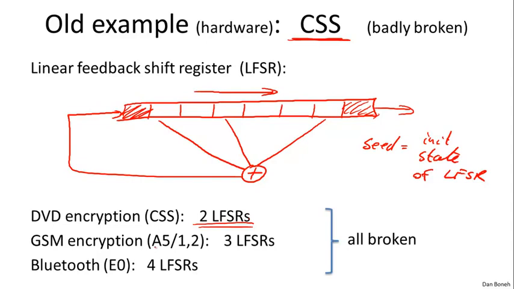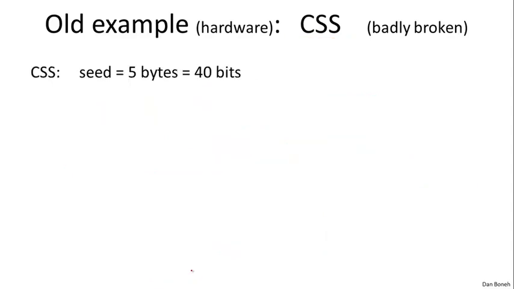GSM encryption, these are algorithms called A5/1 and A5/2. That uses 3 LFSRs. Bluetooth encryption is an algorithm called E0. These are all stream ciphers, and that uses 4 LFSRs. Turns out all of these are badly broken and actually really should not be trusted for encrypting traffic, but they're all implemented in hardware, so it's a little difficult now to change what the hardware does. But the simplest of these, CSS, actually has a cute attack on it, so let me show you how the attack works. So let's describe how CSS actually works.